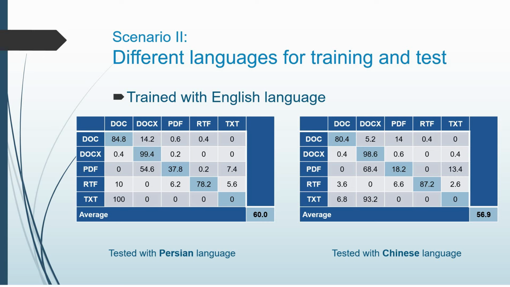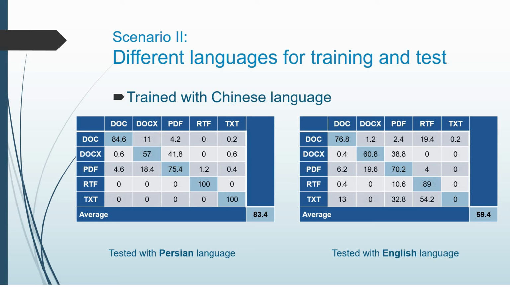The same results are obtained with training with English language, and training with Chinese language. Interestingly, when we use a machine which is trained with Chinese language, the test with Persian language is promising and good. It's around 83%. That's an interesting result.